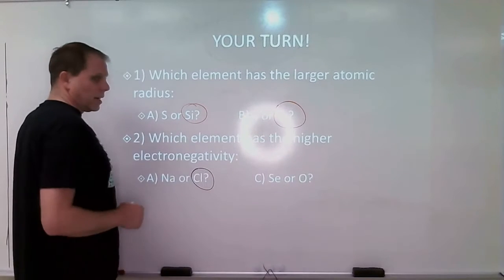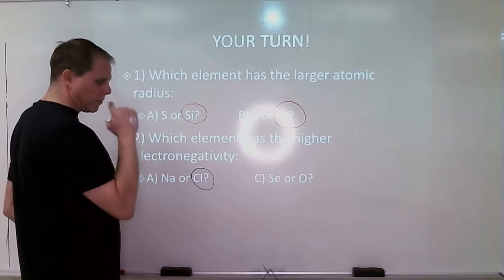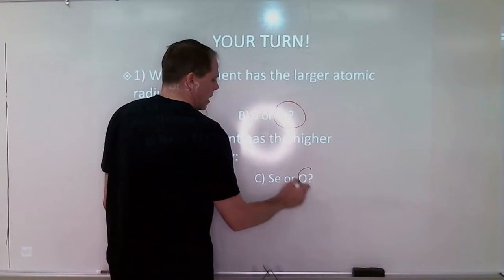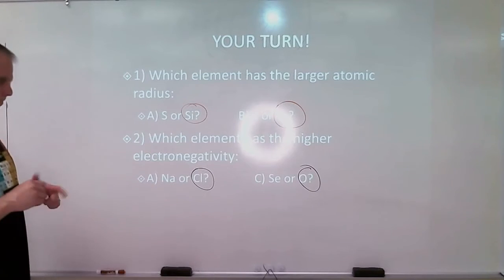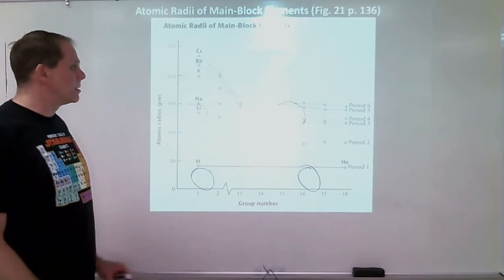And then selenium or oxygen, again, selenium is below oxygen, and so the further you go down, the less attraction because there's a greater distance, so the higher electronegativity is going to be oxygen. Okay? Did you get them right? I hope so. Let's go on to the next one.